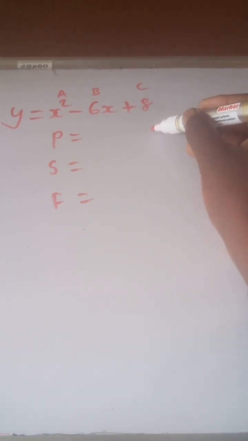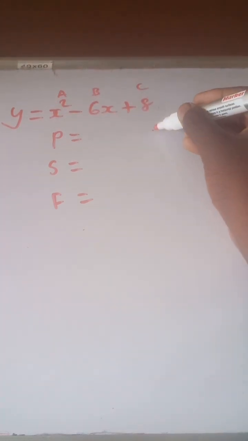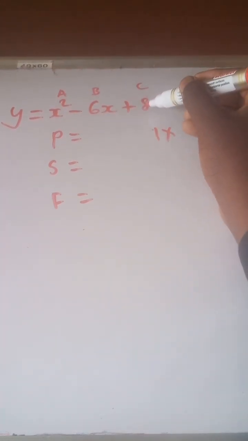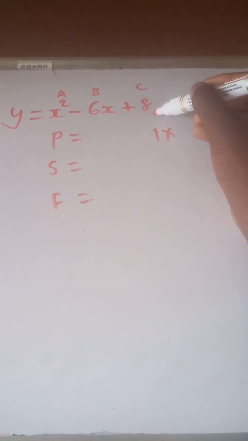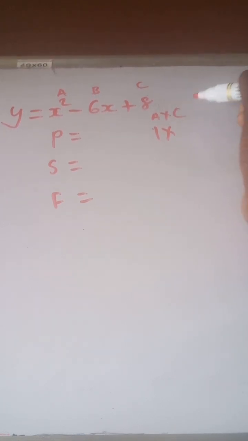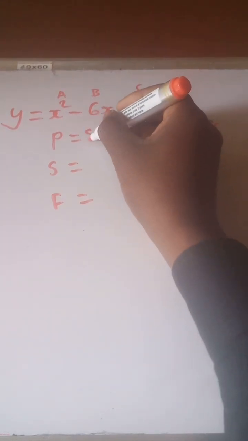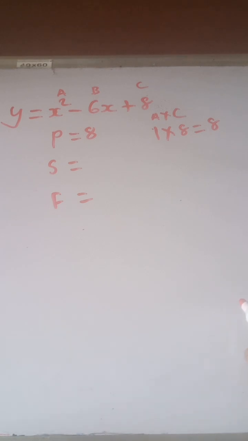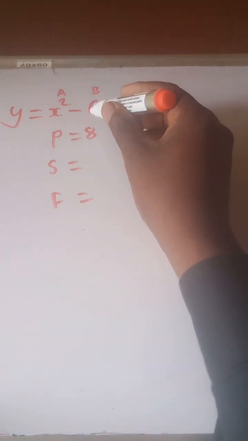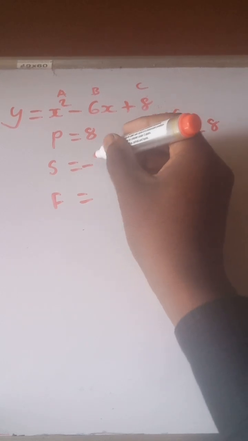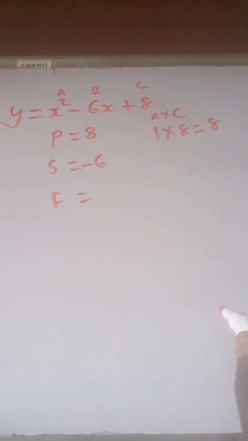So the coefficient of x squared, A, is 1. And C is 8. What do you get? 1 times 8 is 8. So the product there is 8. How do we find the sum? The sum is the number which is at the middle, which is B. So you copy it the way it is, which is negative 6.